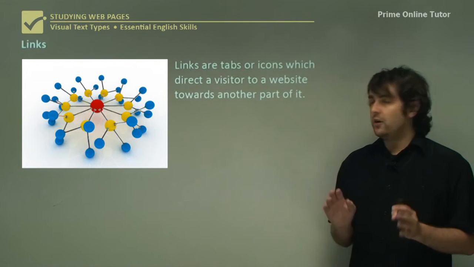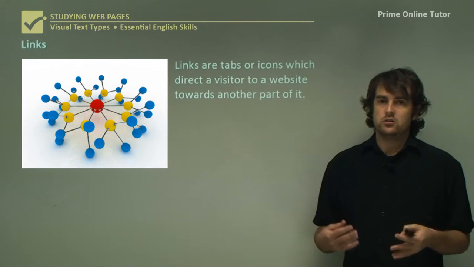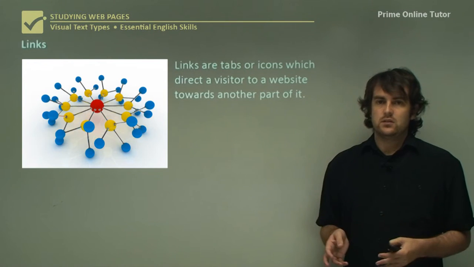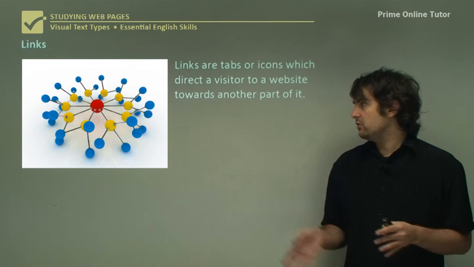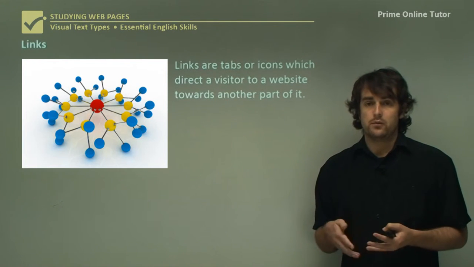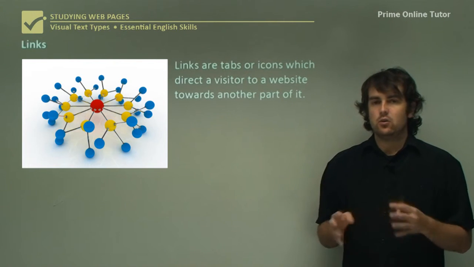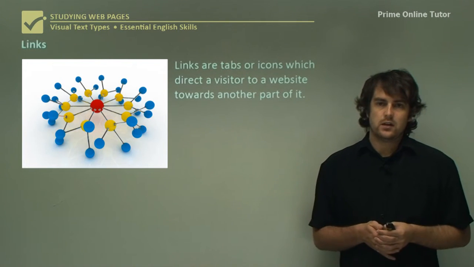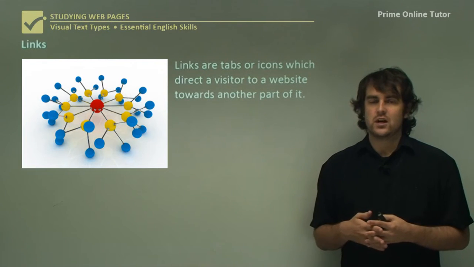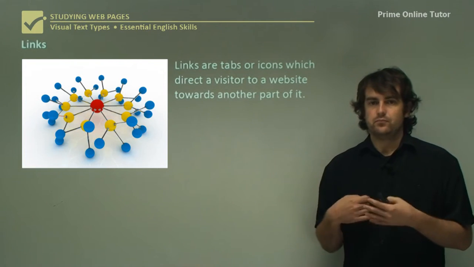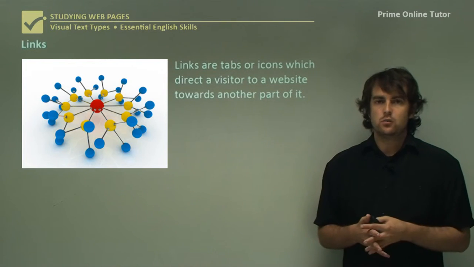So the final bit we're going to look at is links. And basically links are tabs or icons which direct a visitor to another part of the website. So usually where they want them to go. So like that model there on my right, you've got one home page, and then you've got all these different areas where they're trying to get you to go, and sub areas, and you could go a chain that's 10 miles long. Now what those links are trying to do is point you to exactly where you want to go on that website.